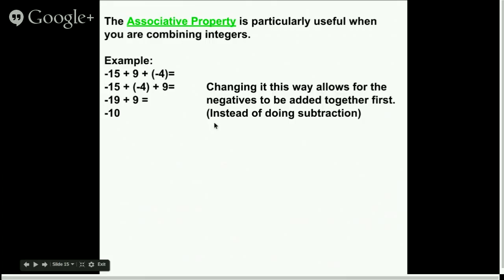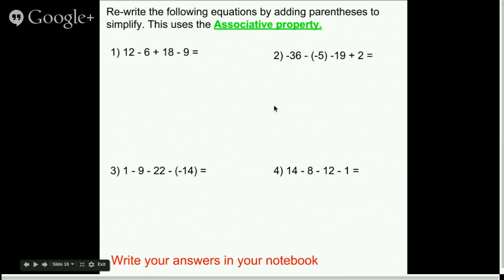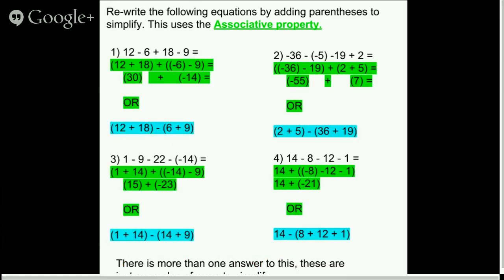This is important because it gets rid of subtraction. Instead of doing subtraction, you just do addition of negative numbers. And then it's difficult to get the problem wrong unless you are really not paying attention. So instead of doing minus 4, you just do plus a negative 4, and then it doesn't matter where the negative 4 is in there. So rearrange these by adding parentheses to simplify them. Use the associative property. Go ahead and pause it.